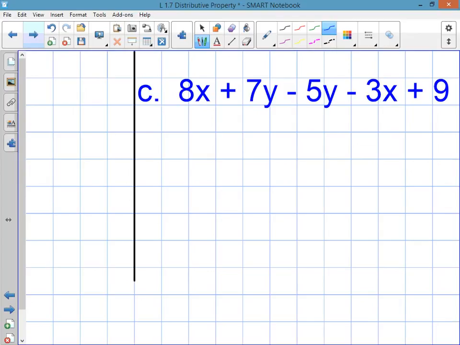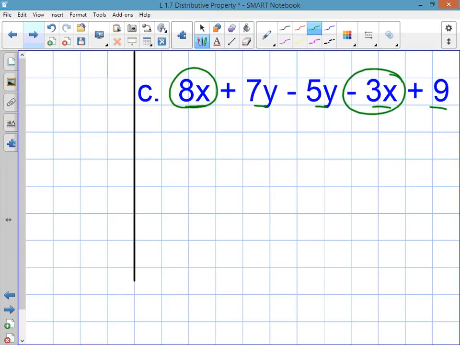All right, last example, part C. How many terms in this expression? 1, 2, 3, 4, 5 terms. Some of the terms are like terms. So the way I like to do it is I start with the first term. It has an x in it. I'm going to circle it. Then I look through the rest of the expression and find every other term that has an x in it.